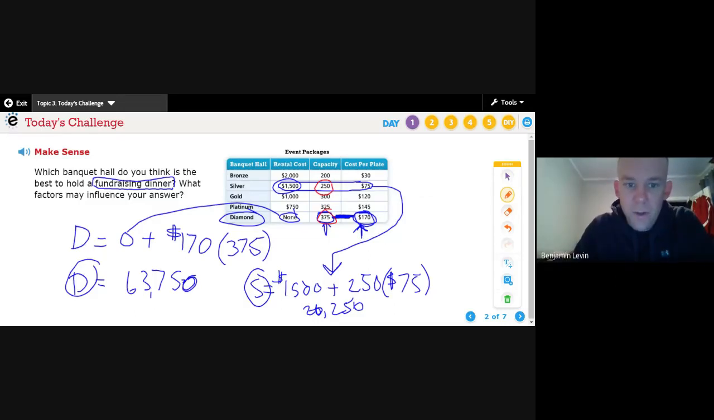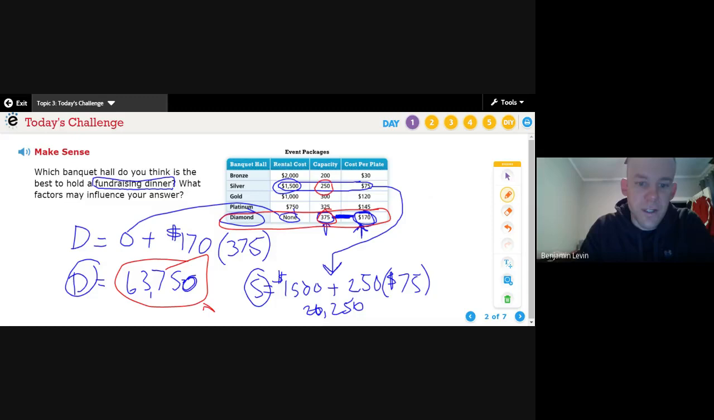If you're inviting Bill Gates and Warren Buffett and Kanye West and, I don't know, who's the guy who owns Tesla? What's his name? Elon Musk. If you got all those people coming to your fundraiser, maybe Diamond's the way to go because you'll gladly spend $63,000, because all those guys are millionaires and billionaires, so they'll probably donate. Maybe they'll donate $1 million or something. So 63,000 is a relatively small cost.